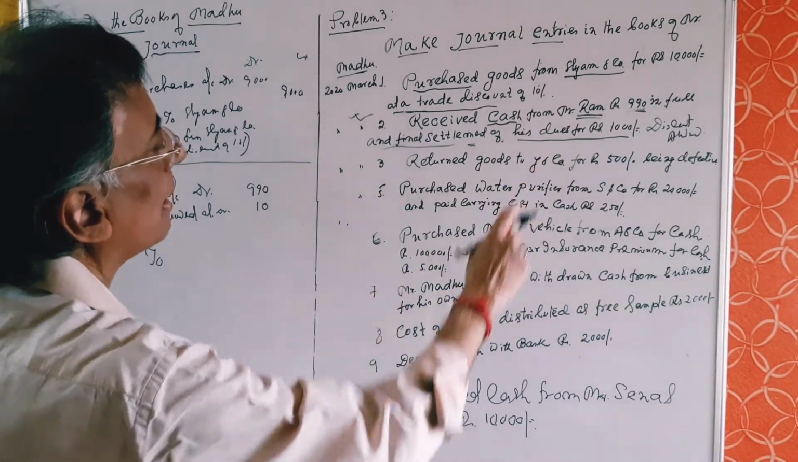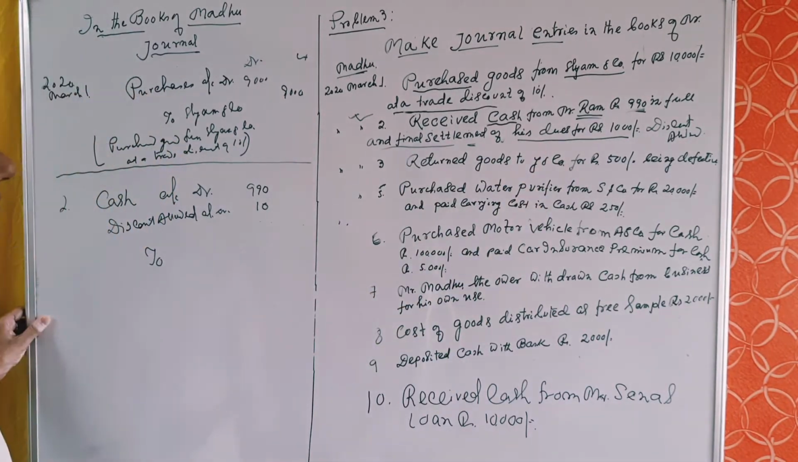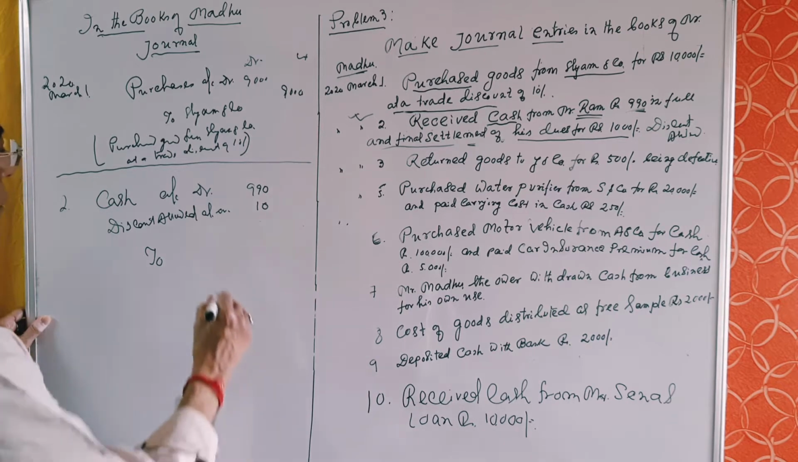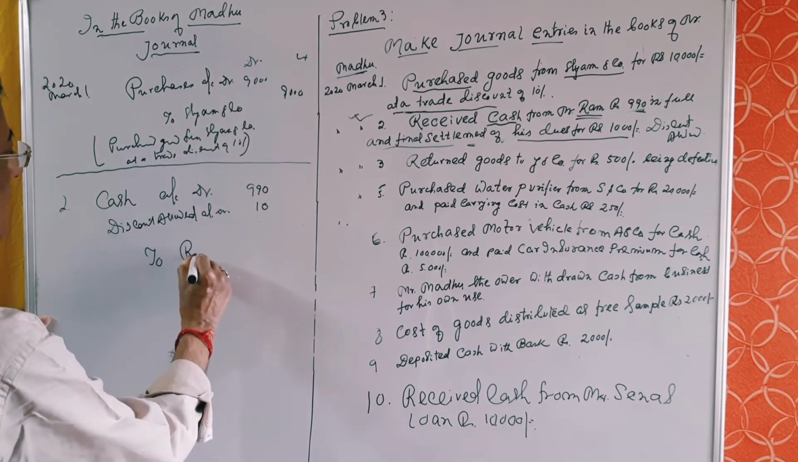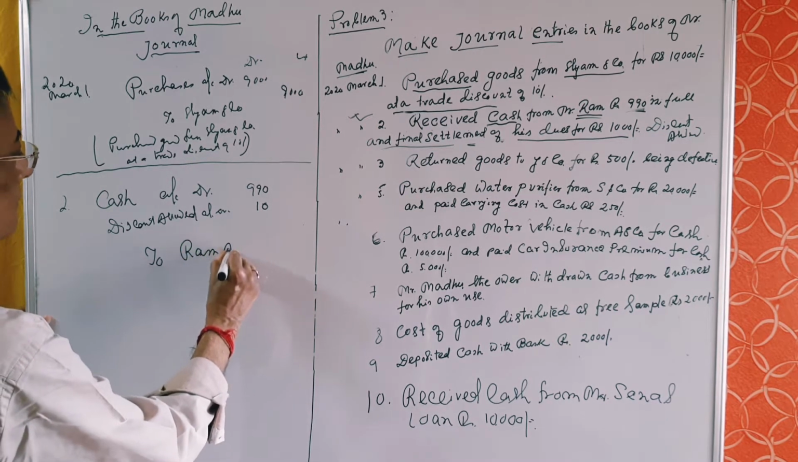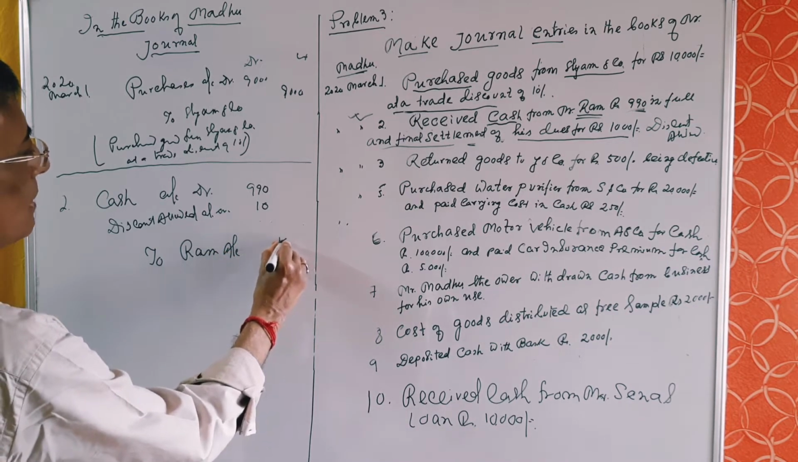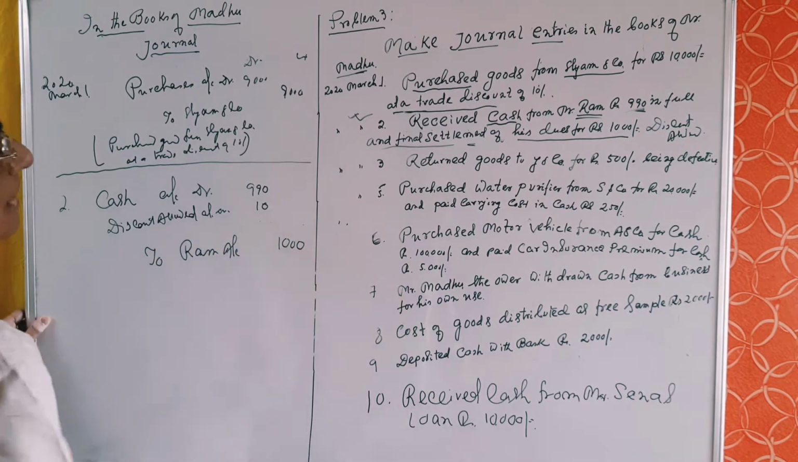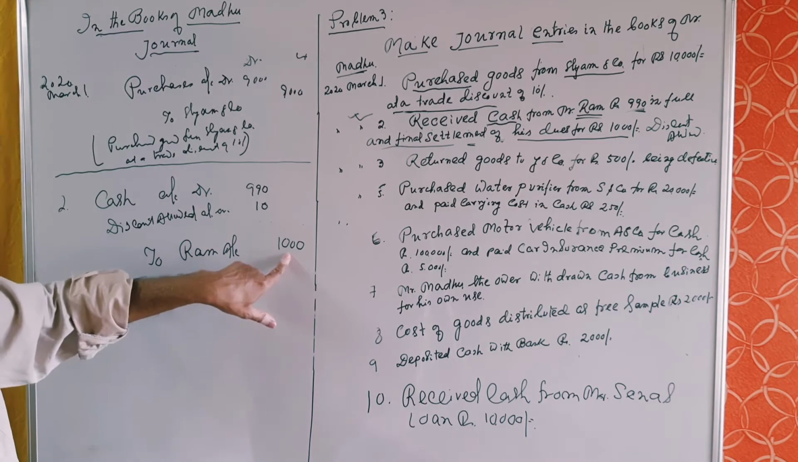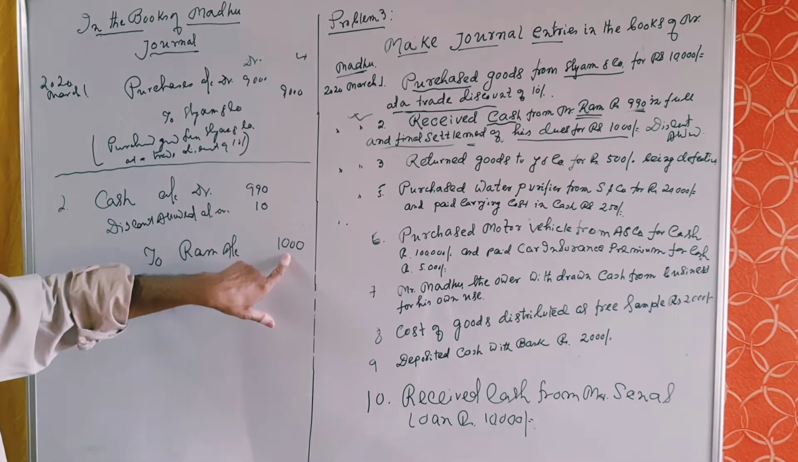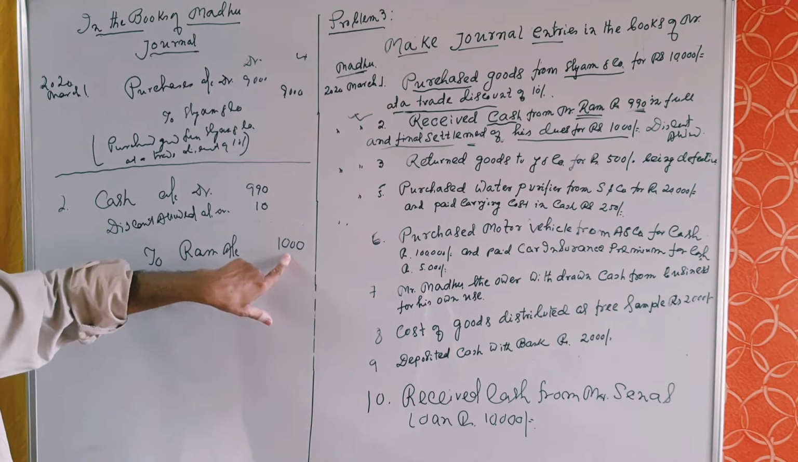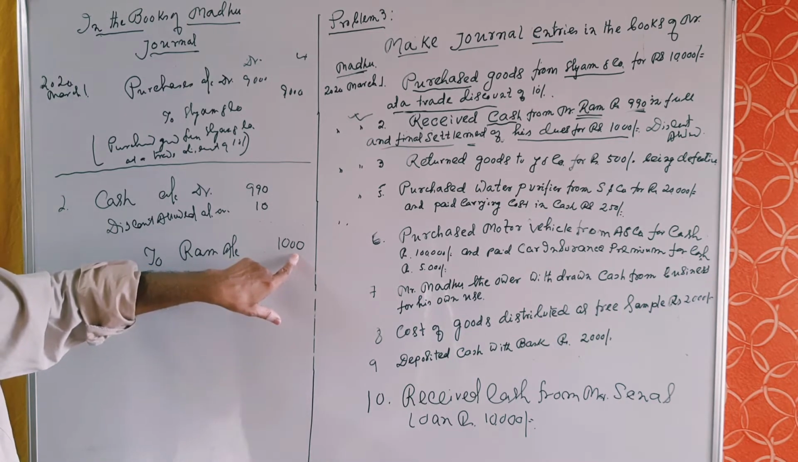Received cash from Ram. Ram is giving benefit of rupees 990 to us. So Ram account will be credited in full rupees 1,000, because his account is being closed as full and final settlement. Nothing will be due from him after the end of this transaction.